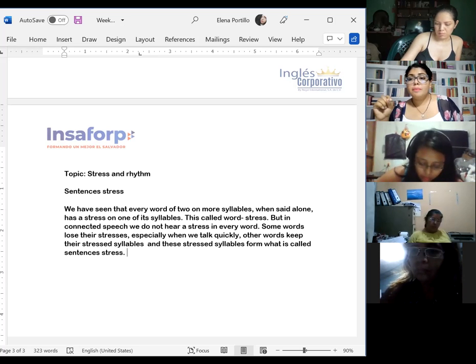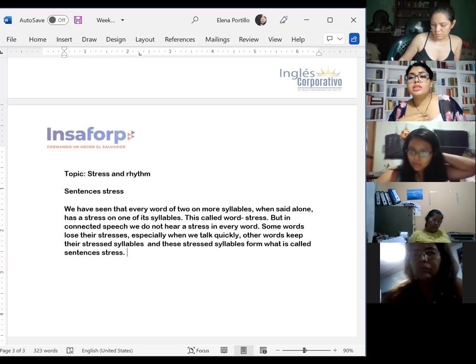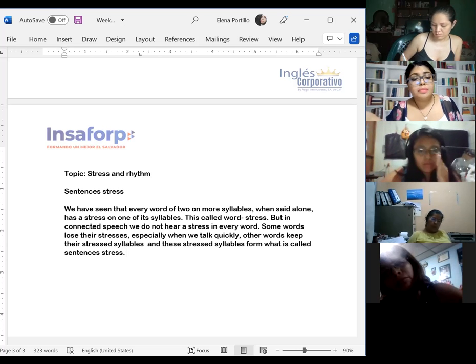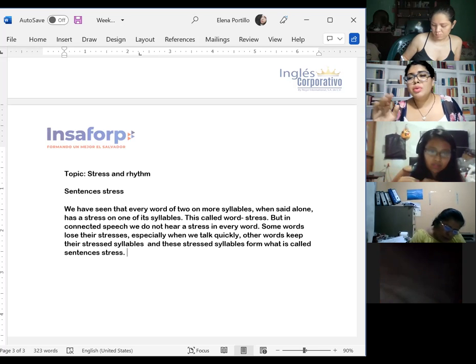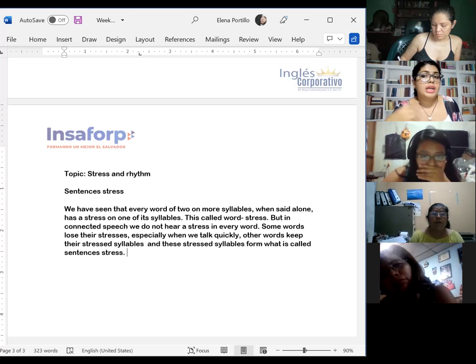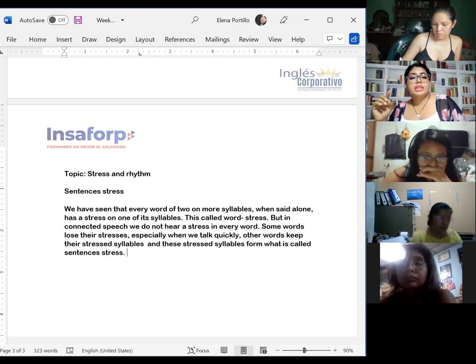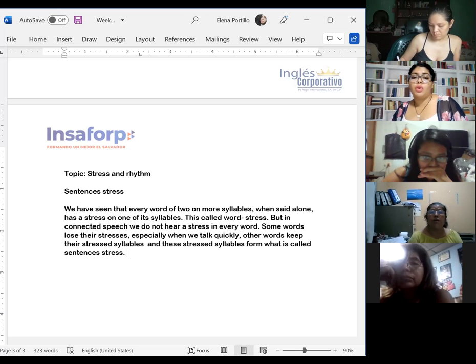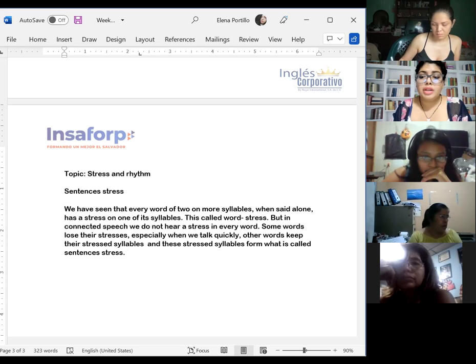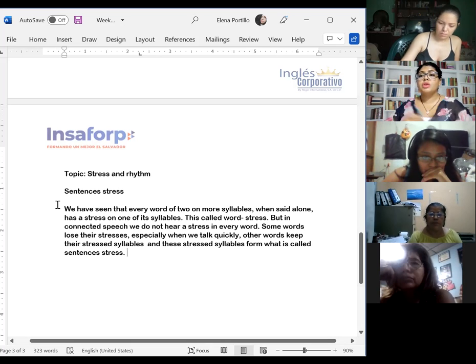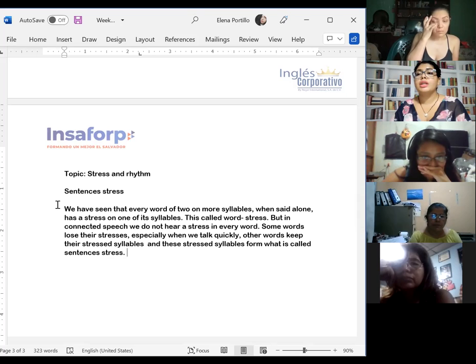When we are talking fast, the stress is not very important in that moment because we are just talking, and we can change the pronunciation of the words. Other words keep their stressed syllables, and these stressed syllables form what is called sentence stress. It is very common in spoken language, because it's very different when we are talking with someone we feel comfortable with, or when we are being more formal. So in those cases, we can use a different kind of pronunciation of the words.